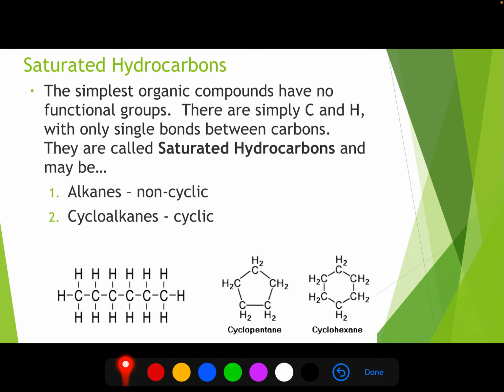Saturated hydrocarbons are where we need to start. This is the simplest of the organic compounds, okay? Saturated hydrocarbons are simply C's and H's, all single bonds. And the reason we call them saturated is because I like to think about them as having a saturation of hydrogens in all of these carbons. So you'll notice there's no double bonds. Alkanes are right here. They're non-cyclic. And cycloalkanes are cyclic. So alkanes are these saturated hydrocarbons.